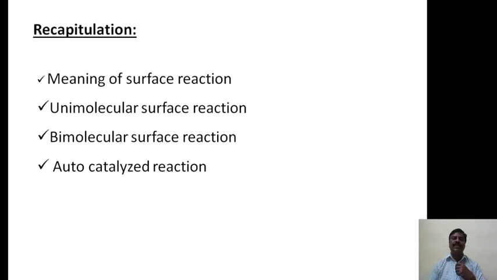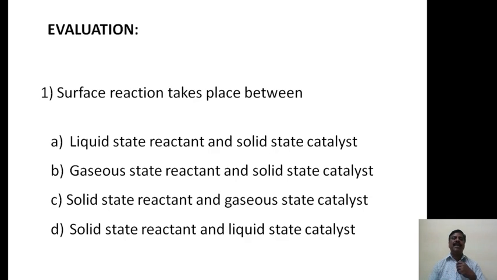I hope you already know all of this. Therefore, I will ask some questions that you have to answer. The first question: a surface reaction takes place between which of the following? A option, liquid state reactant and solid state catalyst. B option, gaseous state reactant and solid state catalyst. C option, solid state reactant and gaseous state catalyst. D option, solid state reactant and liquid state catalyst. I will give you 10 seconds. You have to choose the correct option.